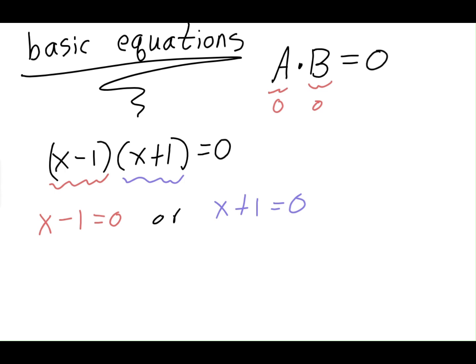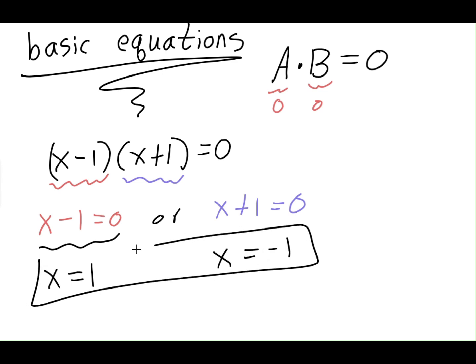Now, we will be talking about factoring later, but for now, let's not worry about that. So I'm just going to solve each of these equations separately. So x minus 1 equals 0, I'm just going to add 1 to get x equals 1. And then on the other one, we'll subtract 1 to get x equals negative 1. So those are our 2 solutions. For either one of those answers, this thing will be 0.